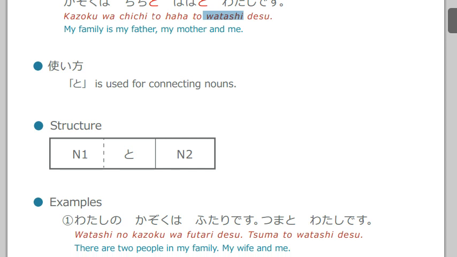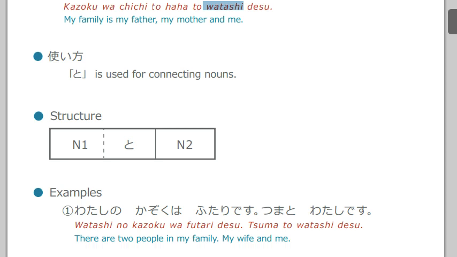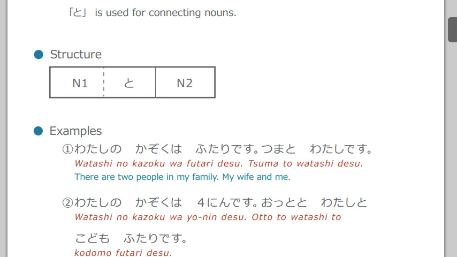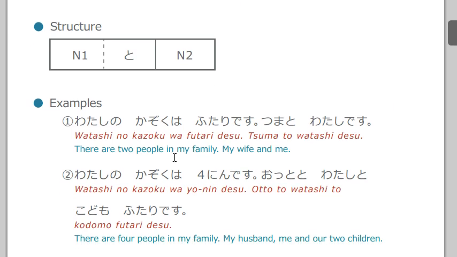Let's have a look at some other expressions used in describing your family. We're going to go over this first one here. 私の家族は2人です。2人です means two people. There are two people in my family.